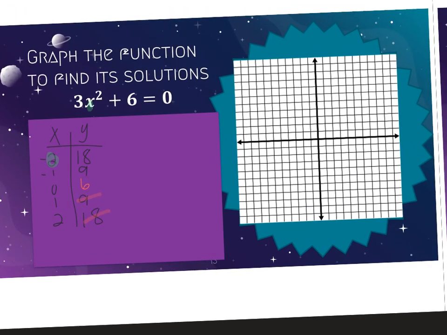Now I'm going to go in and graph these points. So at (0, 6), I'm going to my origin of 0 and up 6. Then I'm going to go to -1 and go up to 9. And then I'm going to copy its opposite on the other side. Now -2 at 18 and +2 at 18, I can't graph. So I'm just going to make my parabola based off of these 3. Now, I'm going to ask myself, does this have a solution? It does not. So this is a no solution.